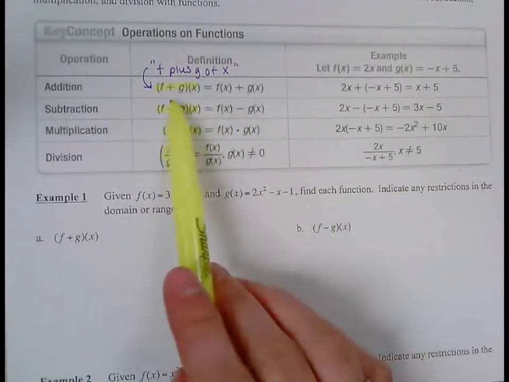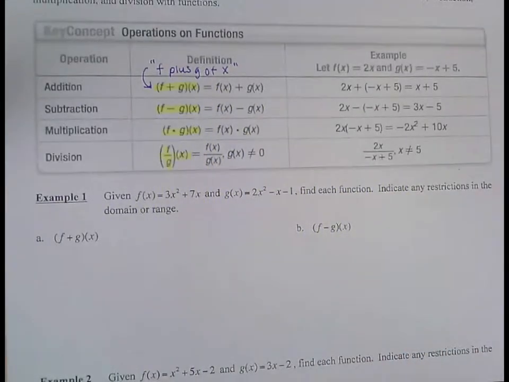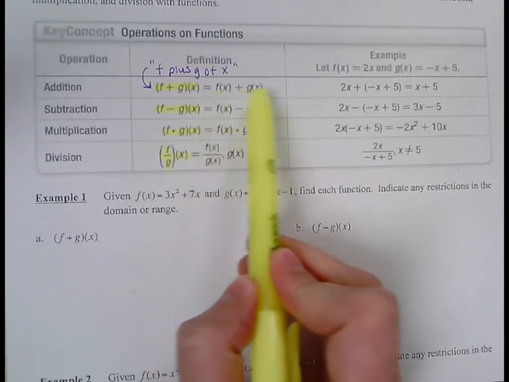My main thing is I don't want you to think that this means you're adding f plus g and then multiplying by x. That's not what that means. It's f plus g of x. It's a function, so it means that you're adding f of x plus g of x.